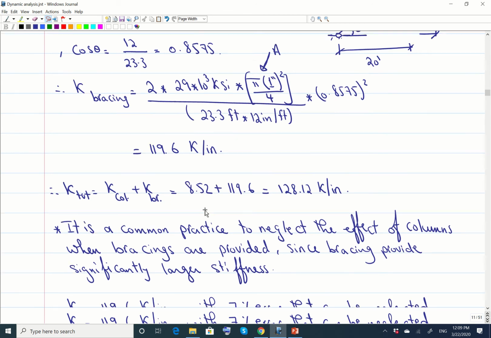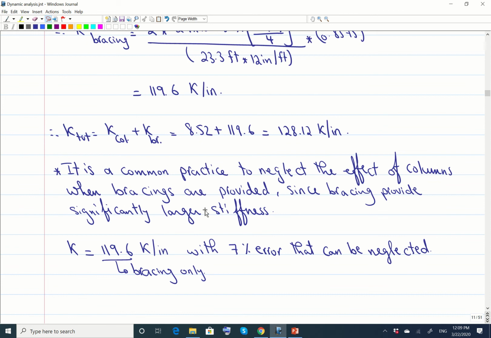So you're on the safer side over here. If you neglect this, you're actually more conservative. So it's a common practice, when you have bracing, you just find the stiffness of the bracing, which is 119.6 kips per inch, and neglect this part. If you want to calculate it, that's fine, but if you want to neglect it, you have about 7% error, and that error is on the safe side. You're more conservative, not less conservative.